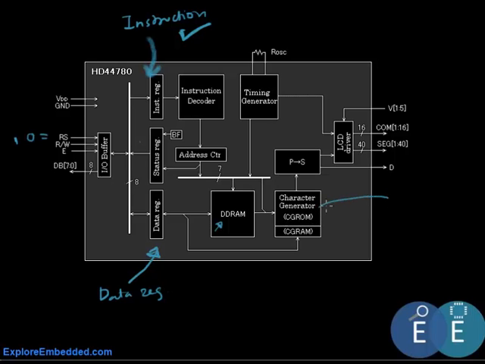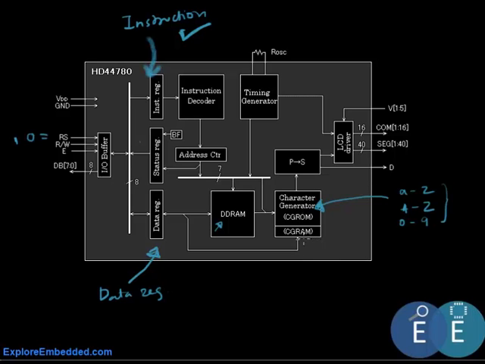And the next thing is the CGROM, or the character generator ROM. This character generator ROM has all the characters that are frequently used. So we have ASCII small a to z, capital A to Z, then we have numbers 0 to 9, and there are a whole lot of special characters or special symbols. All those are stored in the CGROM. So we'll look at this in detail.